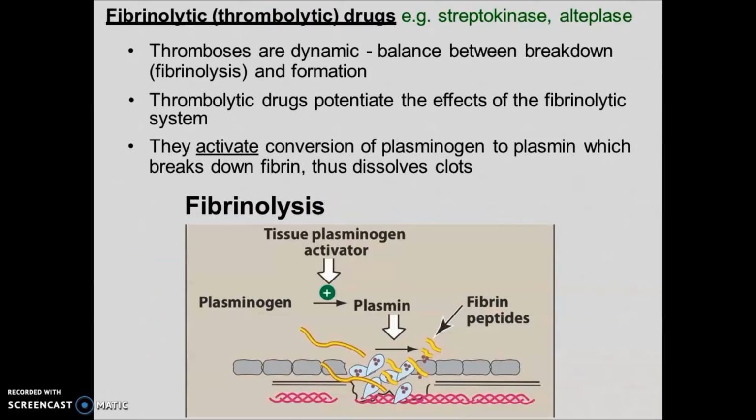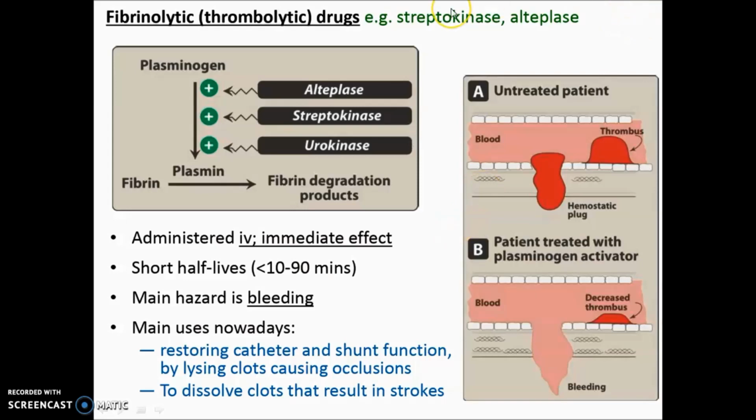Okay, now let's talk about fibrinolytic drugs. As we know, imagine that hemostasis has occurred, clotting has occurred. To maintain that clot, we require a stable clot, that is fibrin, and for that plasmin is very important, because plasmin is what breaks down the fibrin. We have three fibrinolytic or thrombolytic drugs: streptokinase, alteplase and urokinase. These will not allow the stable fibrin clot to form.